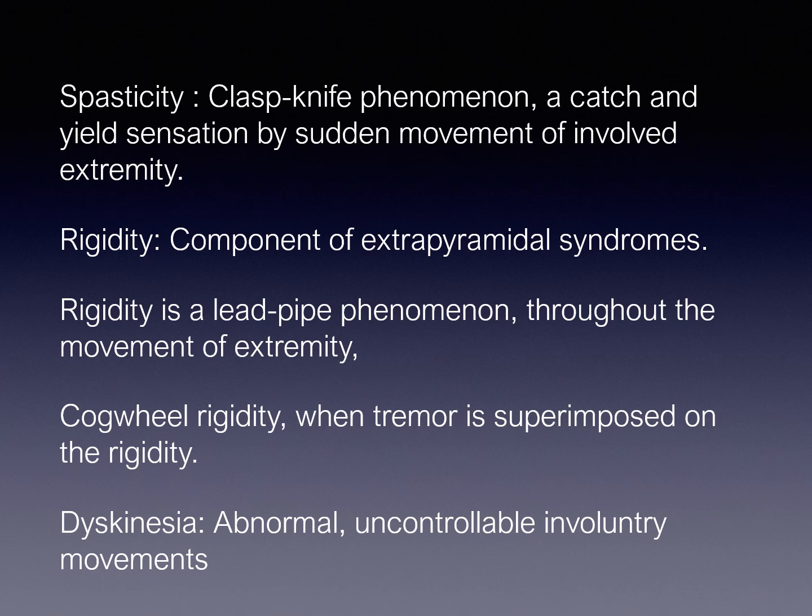On the other hand, rigidity, which is a component of extrapyramidal syndromes, typically due to Parkinson disease or its related disorders, is rather a lead pipe phenomenon. So you feel the resistance throughout the movement of the extremity, not at the beginning, like seen with spasticity. There is another thing we see with the rigidity. When there is superimposed tremor on the rigidity, we call it cogwheel rigidity. So you feel like a cogwheel.